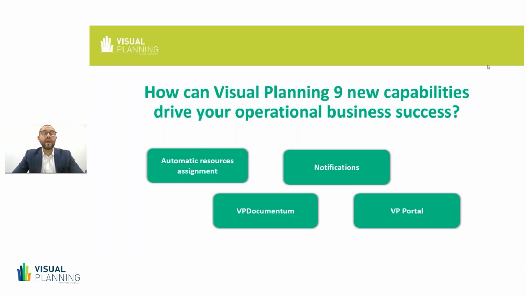Talking about documents, previous versions of visual planning were able to store documents in different attachment fields, but today the new capability of visual planning 9 is about storing and centralizing documents as an EDM to ease the work through documents between the different users, for internal usage and for external usage also.